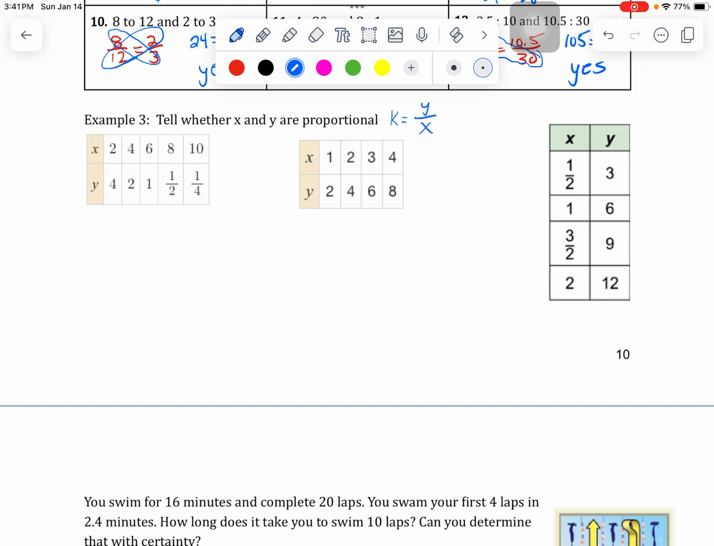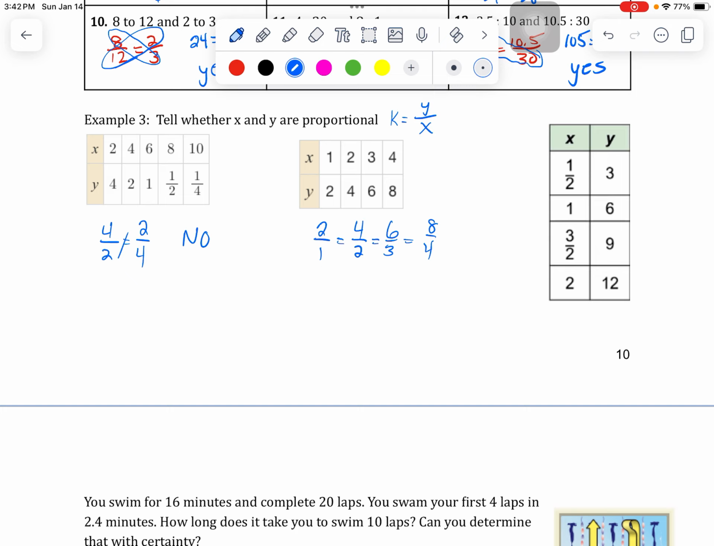But I can look at that y over x value. So if I look at y over x, I get 4 over 2 is equal to 2 over 4. Right away I can see that this one is not proportional. For the next one, I get 2 over 1, 4 over 2, 6 over 3, 8 over 4. This one I can see that they're all proportional.